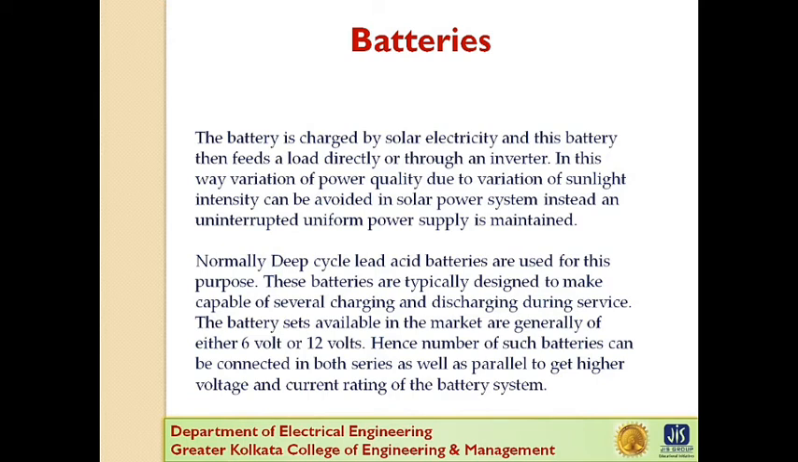The battery sets available in the market are generally of either 6 volt or 12 volt. Hence, a number of such batteries can be connected in both series as well as parallel to get higher voltage and current rating of the battery system.